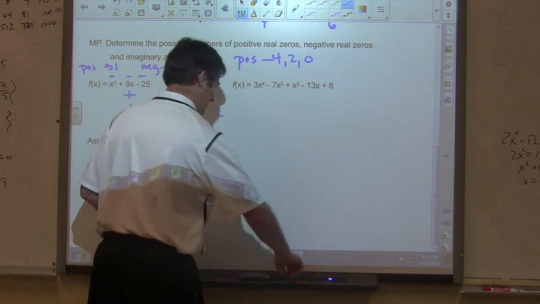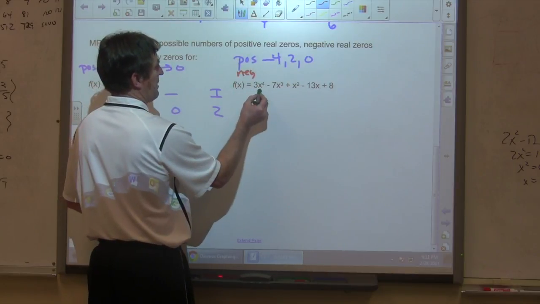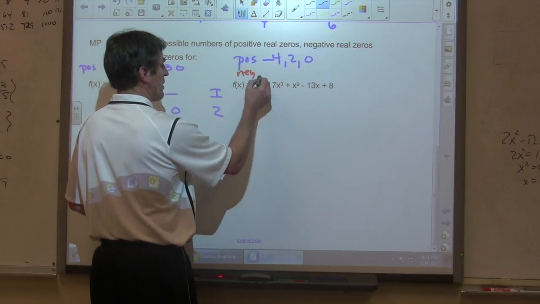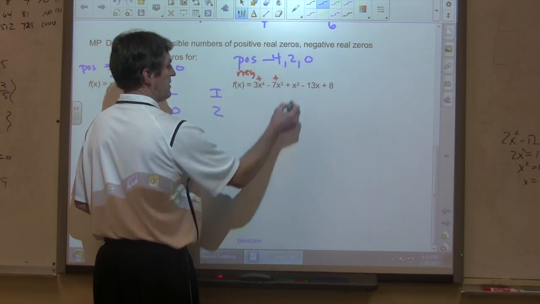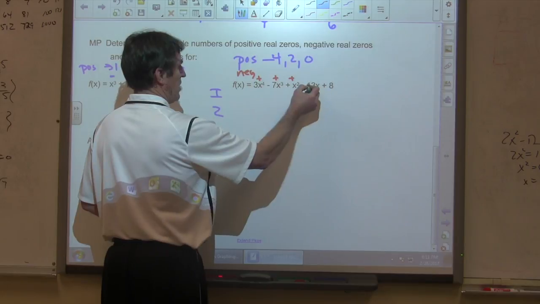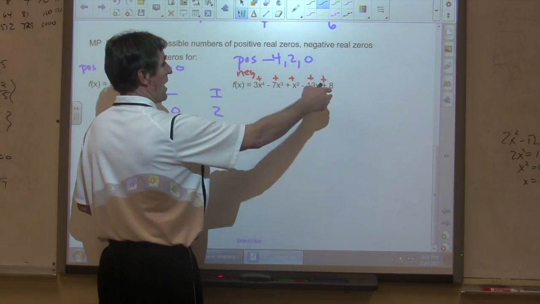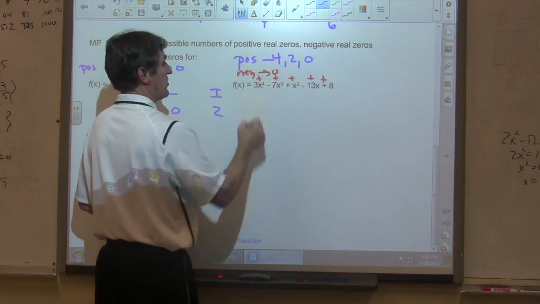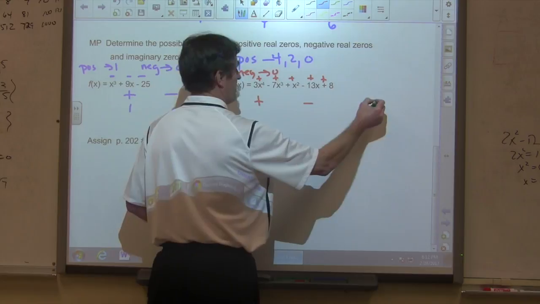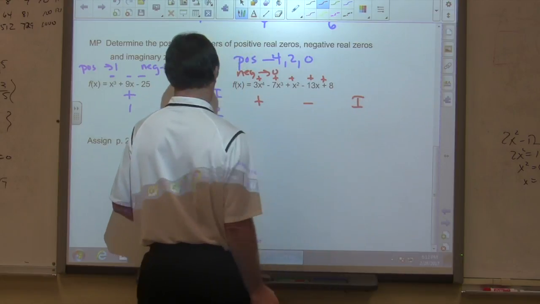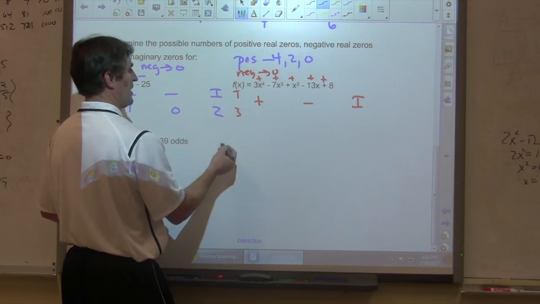Now we do the negative. So what I do is just write it up above this. 4 negatives is positive. 3 plus 1 is 4, so that's positive. 2 is positive. 1 plus 1 is positive. And so we have all positives, so there are no sign changes, so that's 0. So again, we're going to go positive, negative, and imaginary. If you want to add, they may ask for the total. The total would be 3 here.